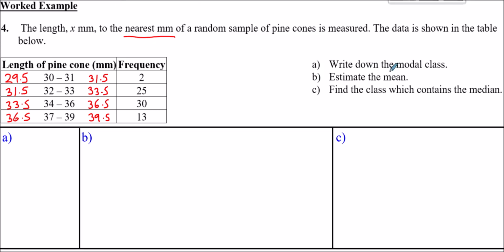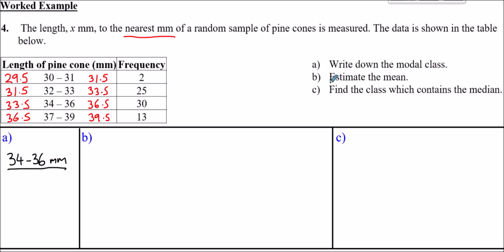So write down the modal class. So the modal class is just the class with the most frequency, which in this case is 30. So 30 occurs for 34 to 36, and so that's our modal class, because 30 is the highest frequency.